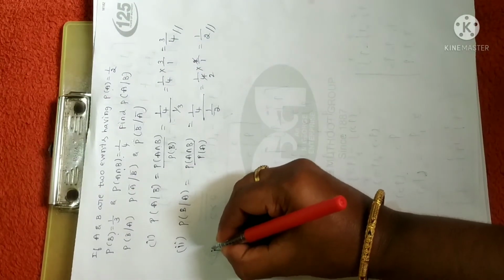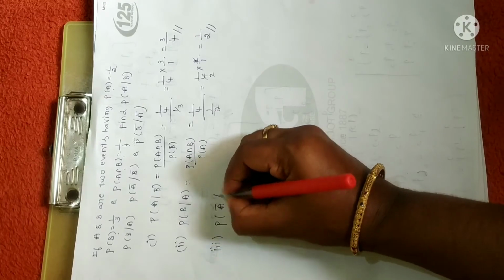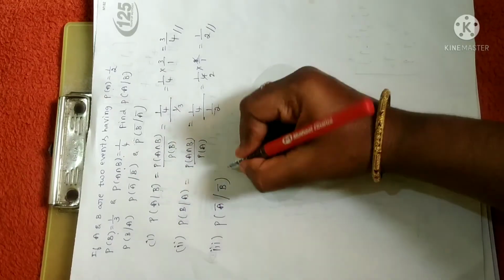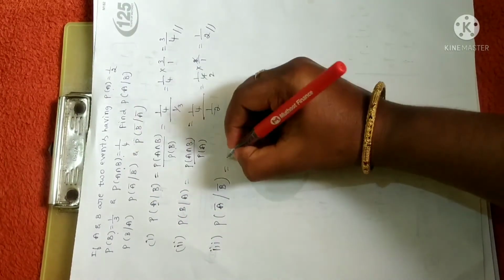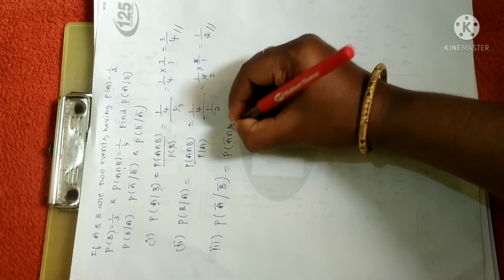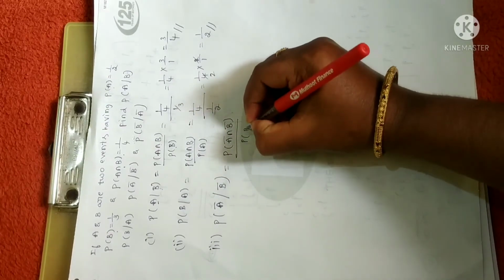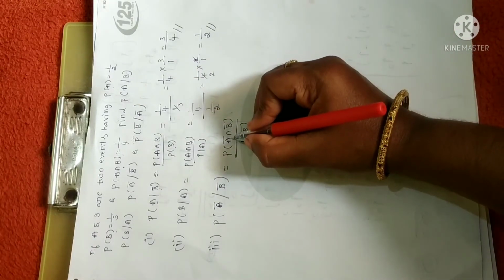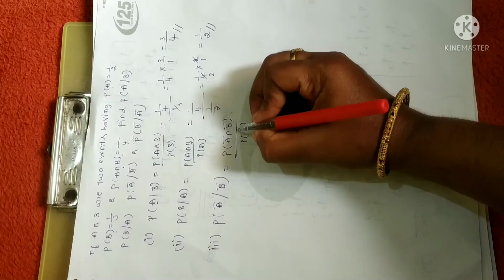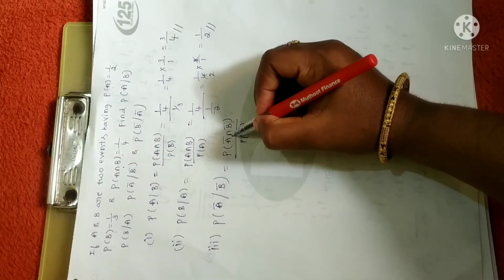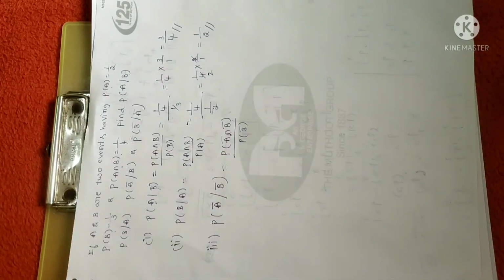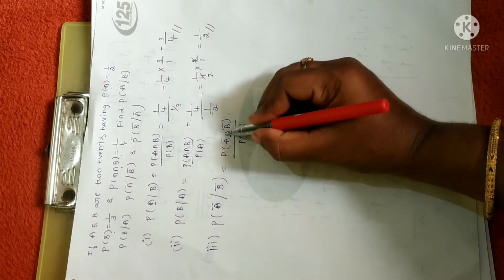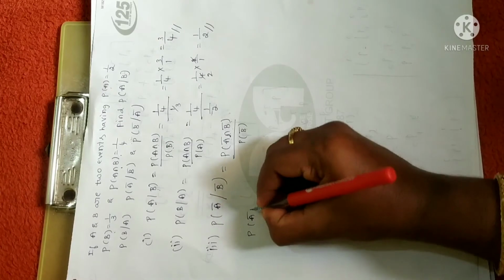Next, third question, probability of A complement with reference to B complement. Now in place of A we have A bar, in place of B we have B bar. So let me replace A with A bar and B with B bar in the formula. You will get probability of A bar intersection B bar divided by probability of B bar. Clear? Now we have to calculate the probability of A bar intersection B bar, because it is not given in the problem, right? So first let me calculate probability of A bar intersection B bar and probability of B bar.